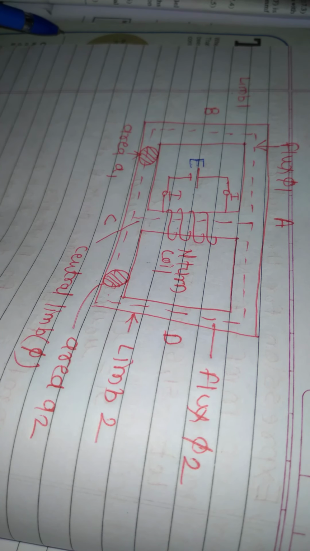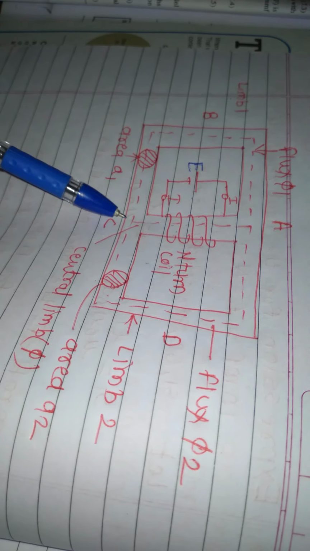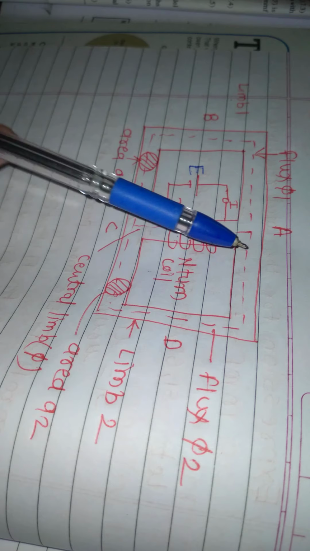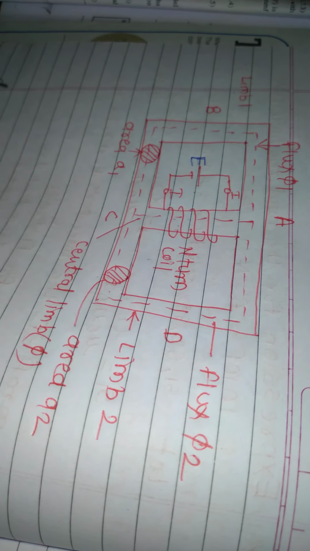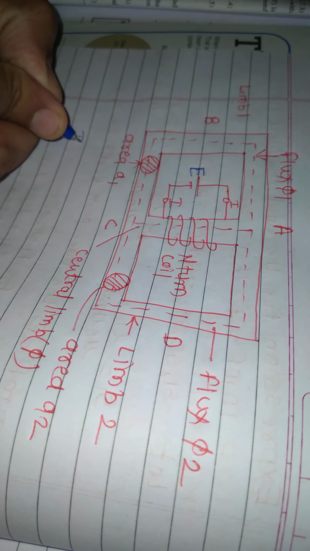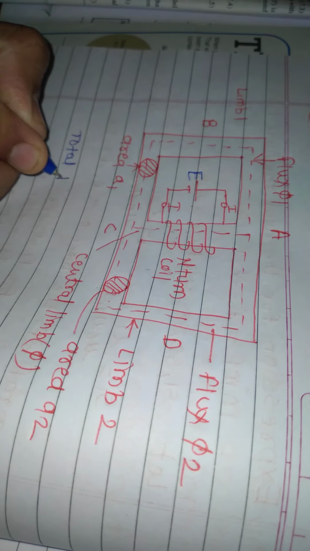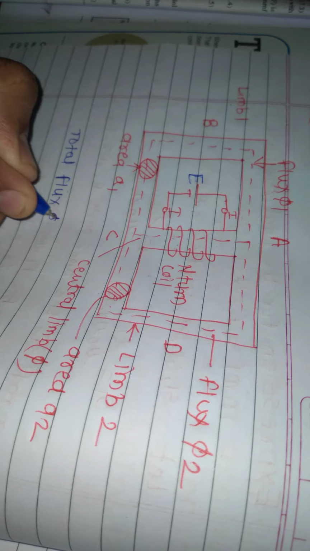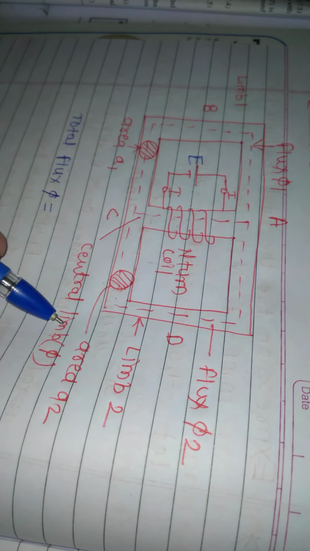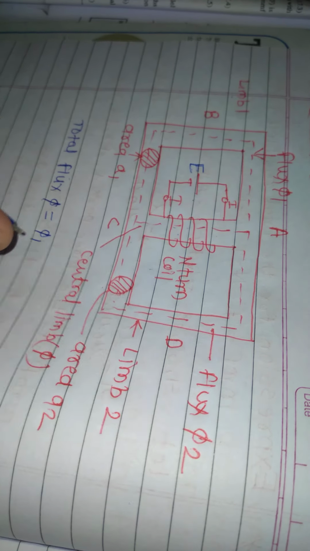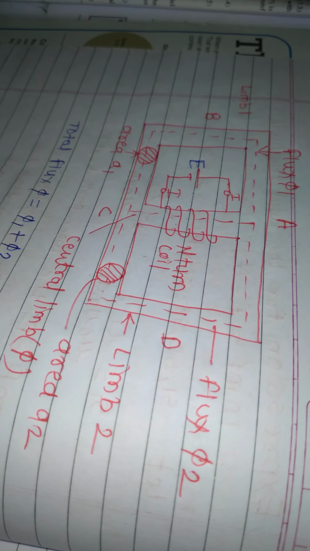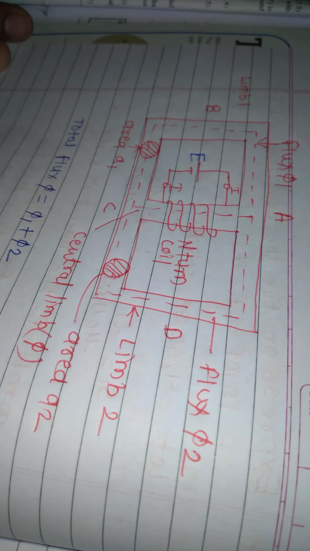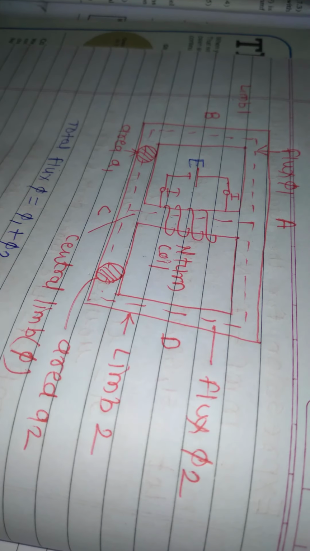At point A, this flux will get divided into 2 parts, namely ABCA and ADCA, as shown in the figure. The total flux phi is given by the central limb flux phi equals phi 1 plus phi 2. This situation is very similar to the current division taking place in a parallel electrical circuit.